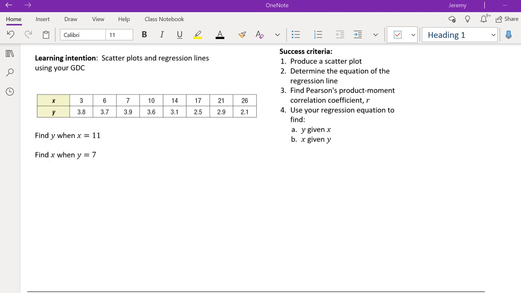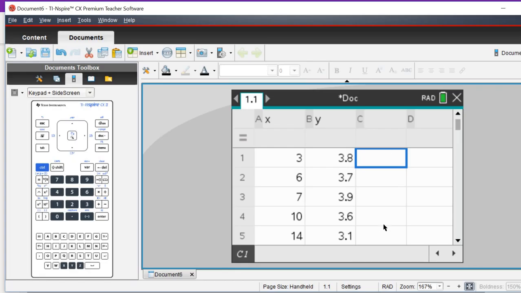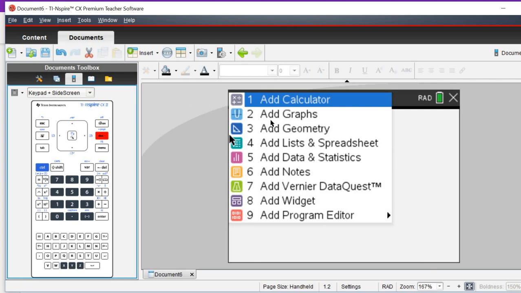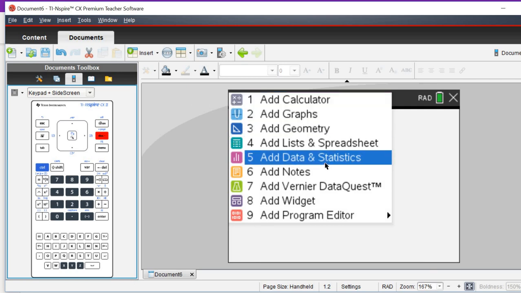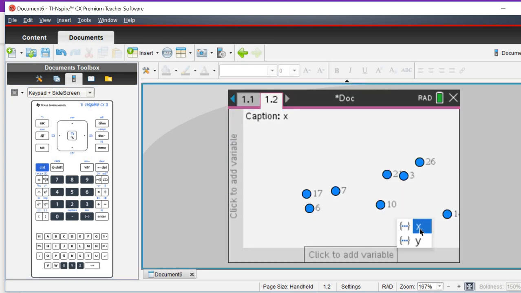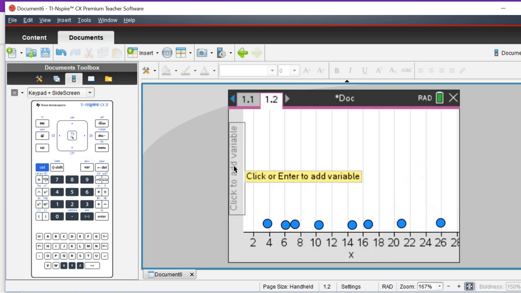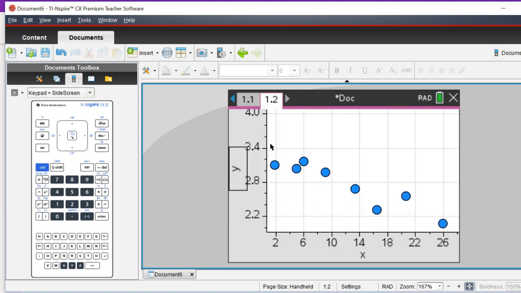So you'd enter this data into your GDC as so, and then we want to produce a scatter plot initially. So we're going to add a data and statistics page. Down here we're going to have our X value, along the vertical our Y value, and you'll see that it's nicely fit that in for us.